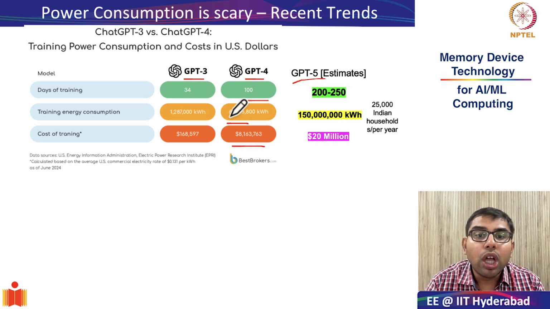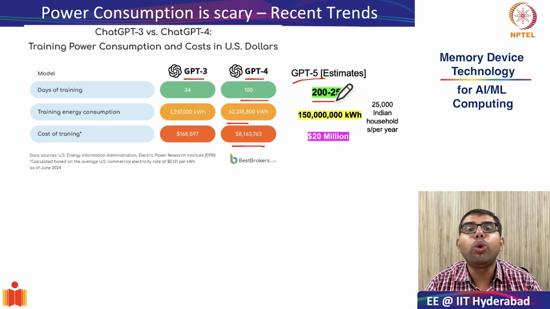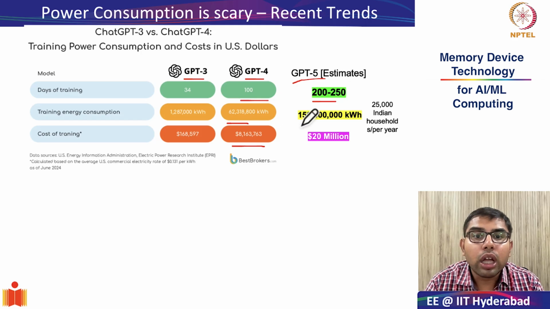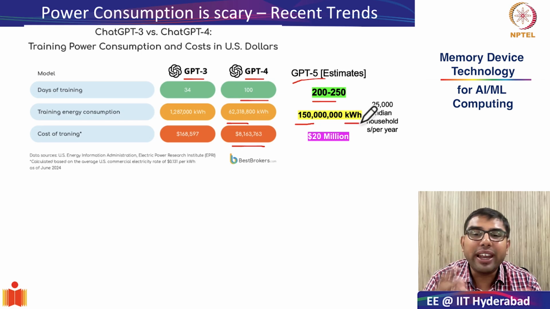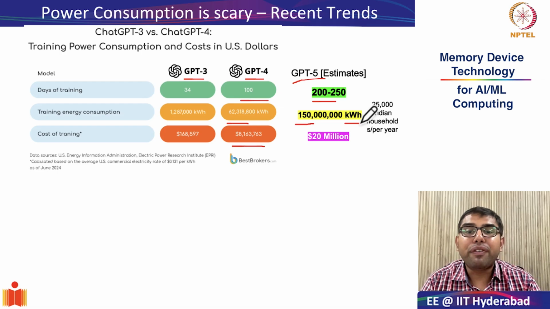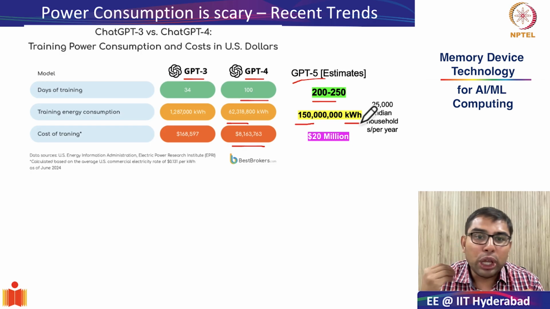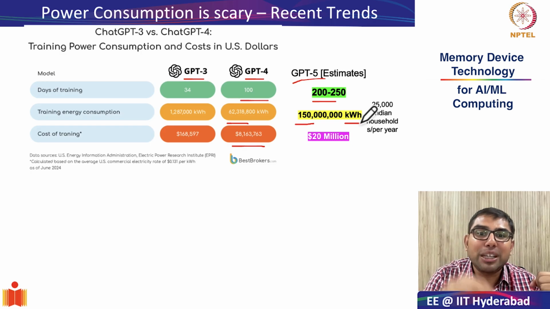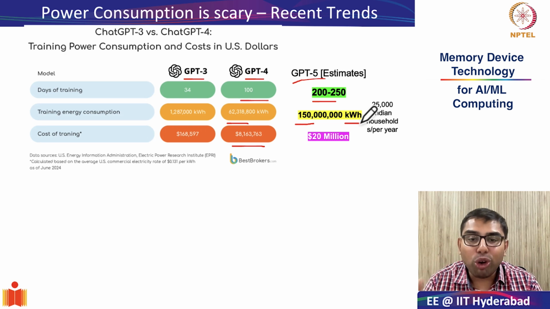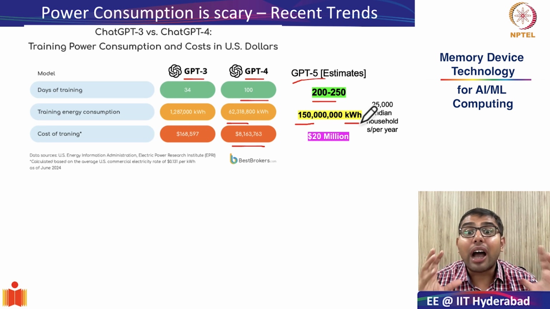Then GPT-5 could be easily almost 200 to 250 days with electricity of almost 150 million kilowatt hour, which is roughly equivalent to electricity consumption of 25,000 Indian households per year. So the amount of energy it requires to train your latest ChatGPT 5 model is equivalent to powering an Indian small town for 1 year.